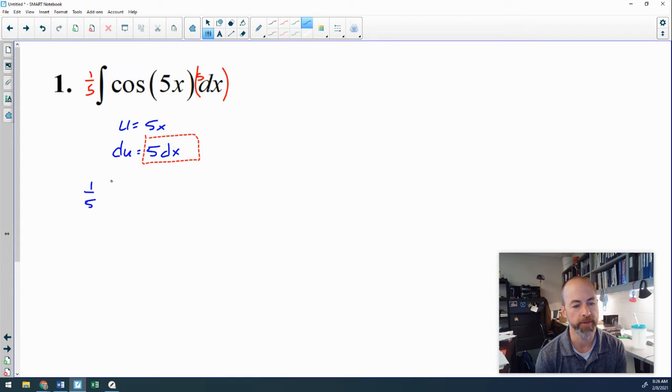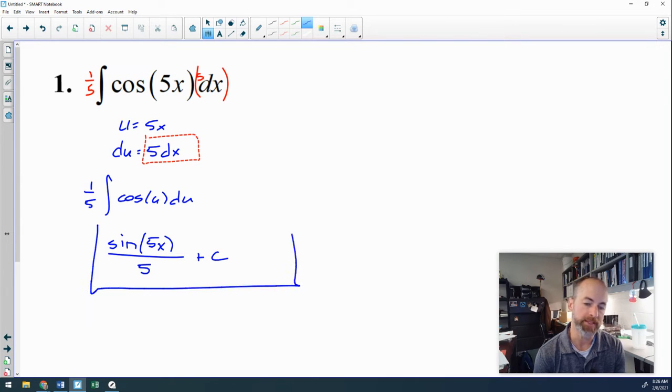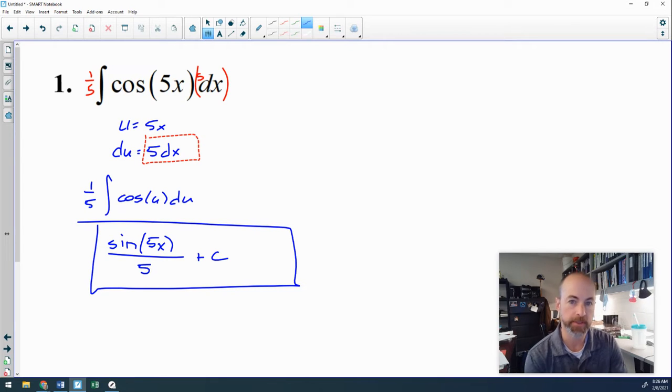So it's 1/5 antiderivative of cosine of 5x will become cosine u, and the 5 dx is du. And at this point, I have a very nice recognized antiderivative of cosine u du. The antiderivative of that is sine of u. I'm going to go ahead and plug my u, which is 5x, back in, and it's times 1/5, which I'm going to write as sine 5x over 5 plus c. So that is not a very difficult u-substitution problem.